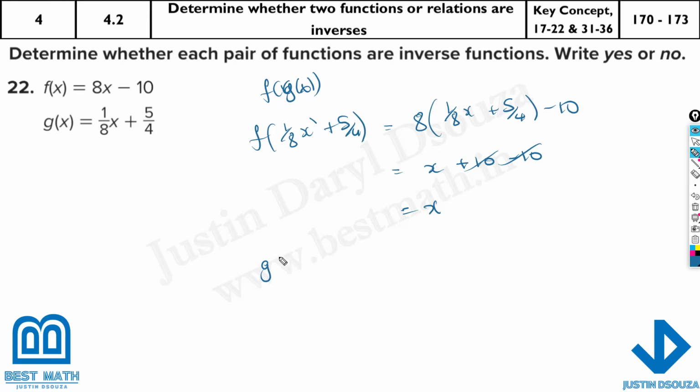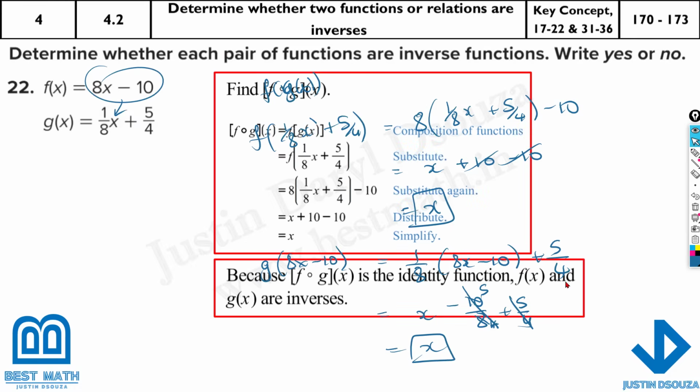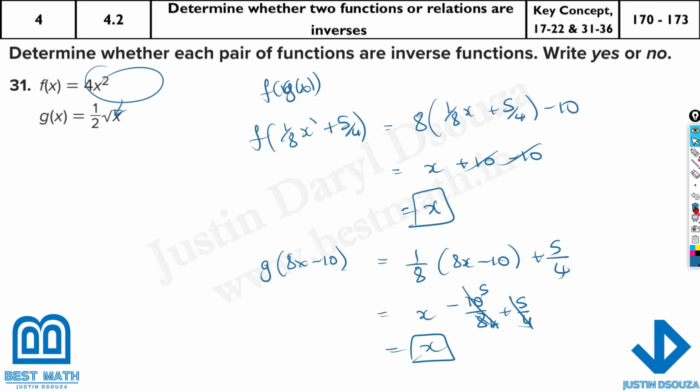I'll do the same thing with the other function as well, g of 8x minus 10. So I'm going to substitute this entire thing over here in this x. That'll be 1/8 of 8x minus 10, and then plus 5 by 4. So it's going to be x minus 10 by 8 plus 5 by 4. What happens here? You divide both the sides by 2, it's going to be 5 by 4. So it's minus 5 by 4 plus 5 by 4. So it's just x that cancels off over here. So yes, they are inverse of each other. So please do write yes, they are inverse of each other. This is the main thing to solve. It's better when it's yes, do for both the terms.